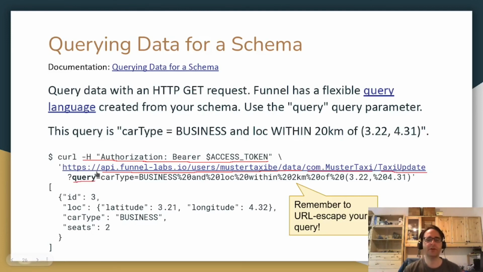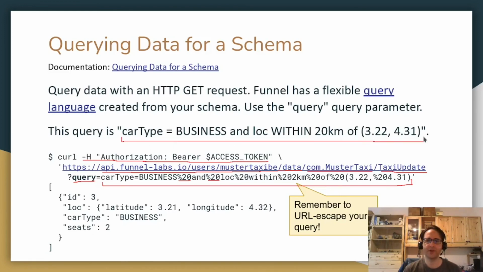So I say query is equal to, and then this is actually the query that's entered to the system. Now, don't forget, you need to do URL escaping of these. So this is why there's things like %20 in there. %20 basically means a space. It looks like junk, but this is what the actual query is conveniently written up here. So I'm saying car type is business and the location is within 20 kilometers of this latitude longitude coordinate.